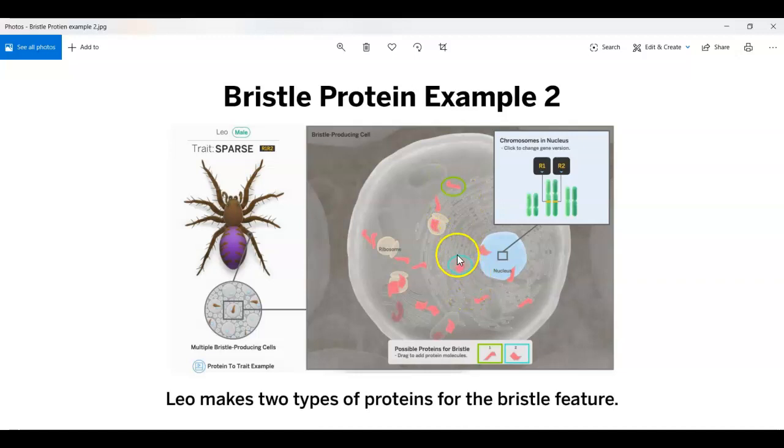So both of these proteins are producing bristles, but he needs two different types of proteins to produce his bristles, whereas Annie in the last one that we looked at only needed one.